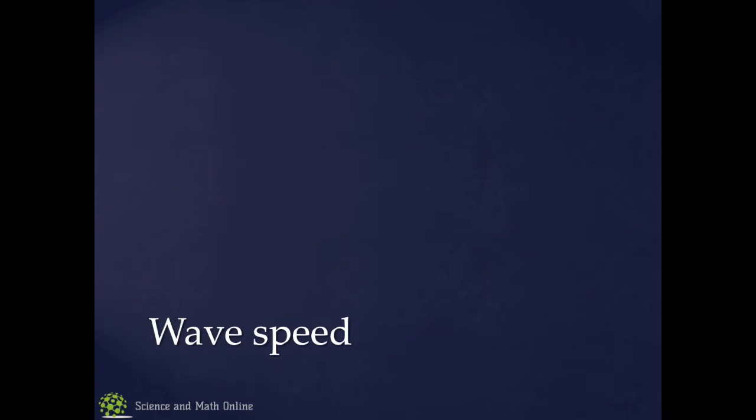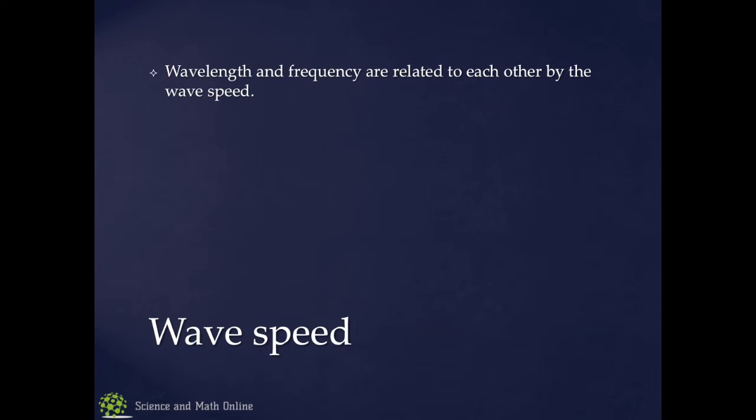So wavelength and frequency are related to each other by what is called the wave speed. And it's very simple: the wave speed, or v, velocity, is equal to the wavelength times the frequency, lambda times f.